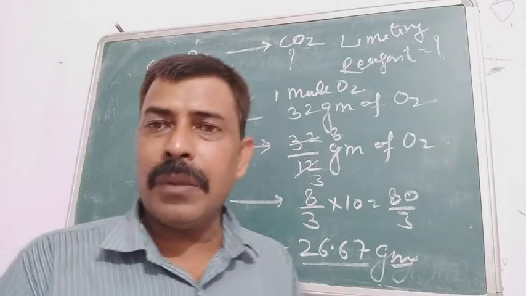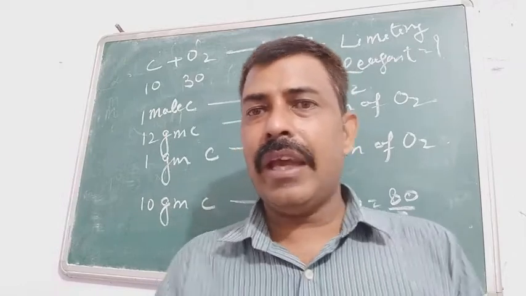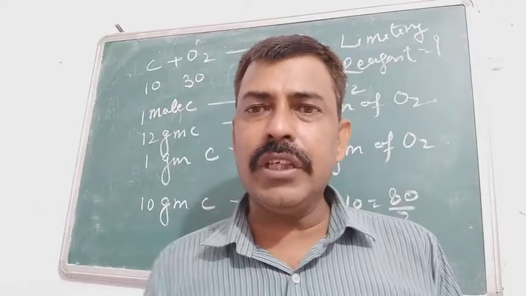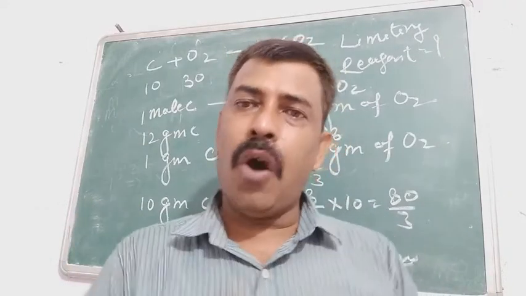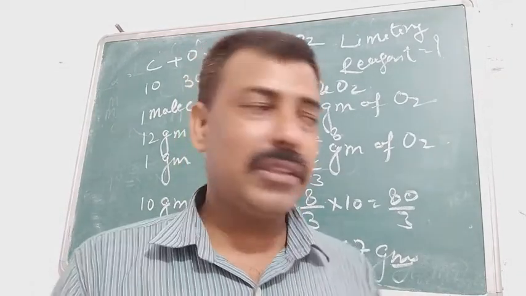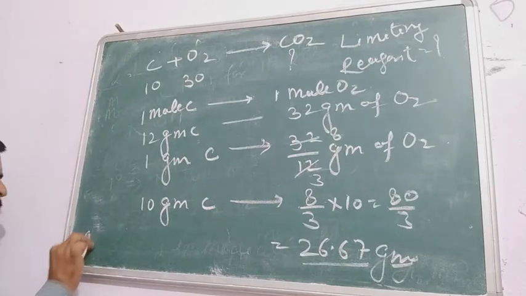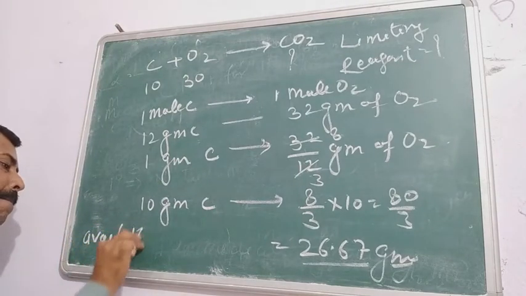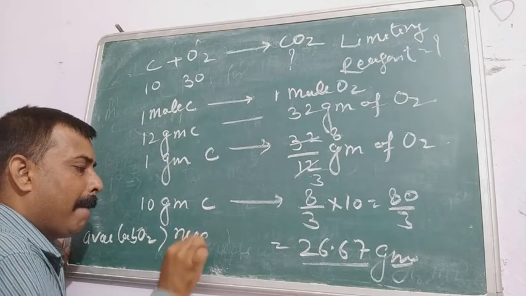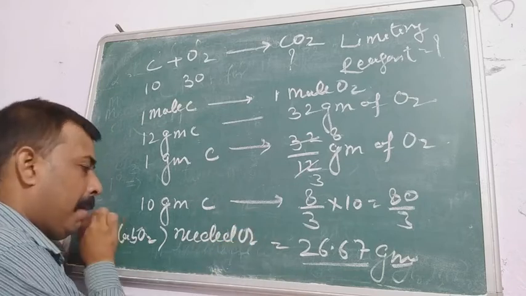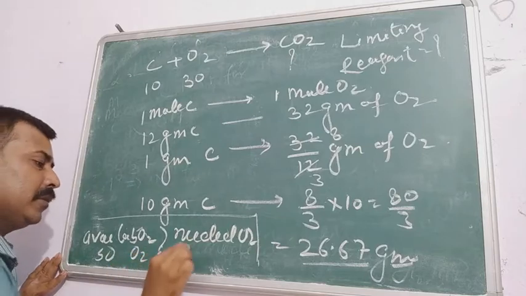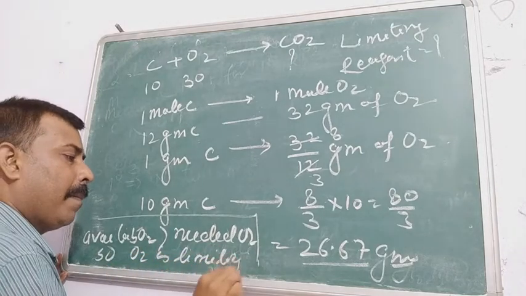But what is the amount of the available oxygen? The available oxygen is more than the amount needed. So, oxygen is not going to limit the reaction. And if oxygen is not going to limit the reaction, it will be carbon which will limit the reaction. So, you can say available oxygen is greater than needed oxygen. So, carbon is limiting reagent.